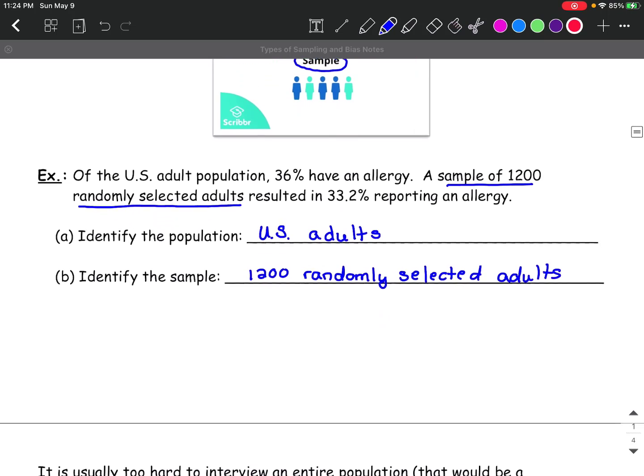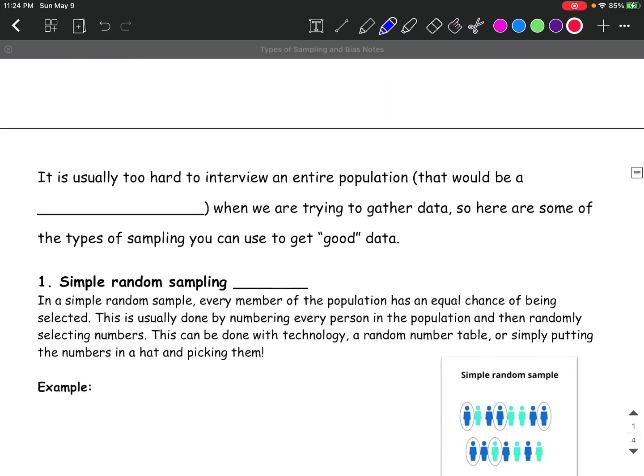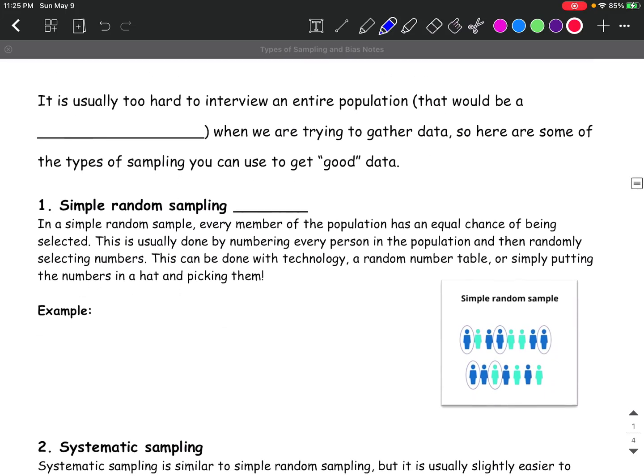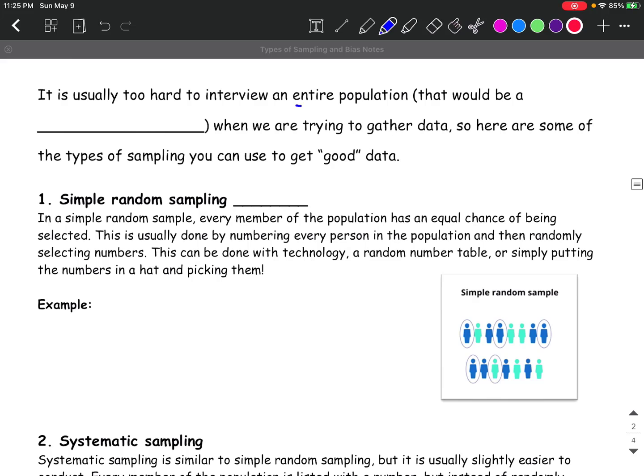Now, like I was saying, the reason we take samples is because it's usually too hard to interview an entire population. That's what we call a census. And last year we had the census done, and it was really hard to get everybody even to respond to that. It's really hard to test everybody, okay?